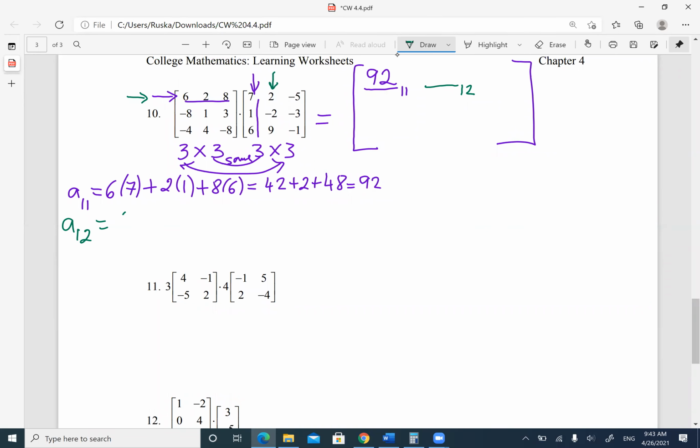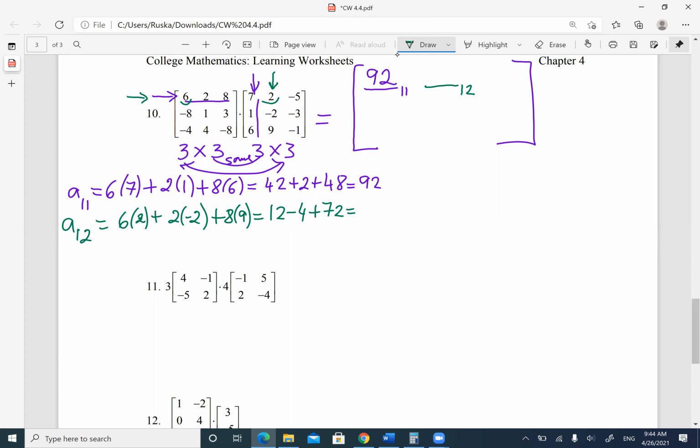So I'm multiplying 6 times 2, plus 2 times negative 2, plus 8 times 9. Okay, everybody see that? 6 times 2. So multiplying 6 times these 2, and then 2 times negative 2, and then 8 times 9. So we have 12 minus 4 plus 72.